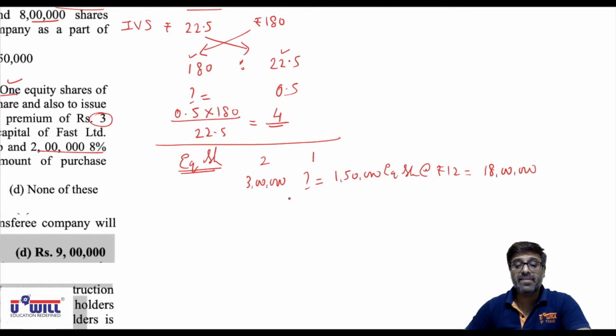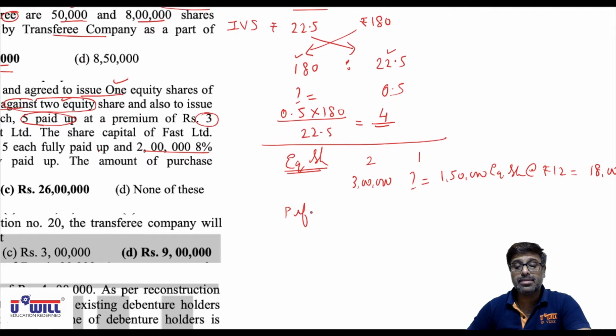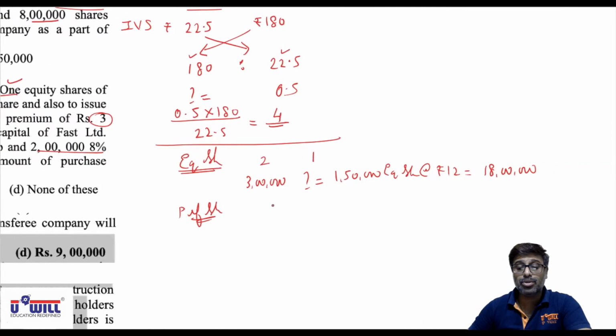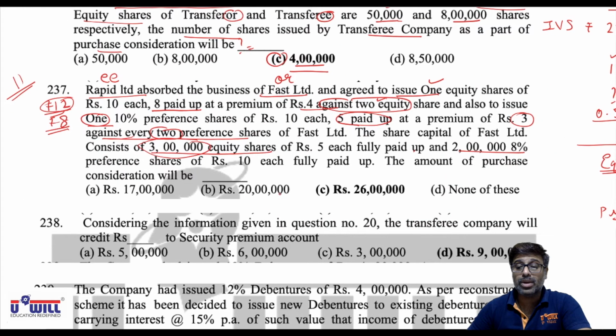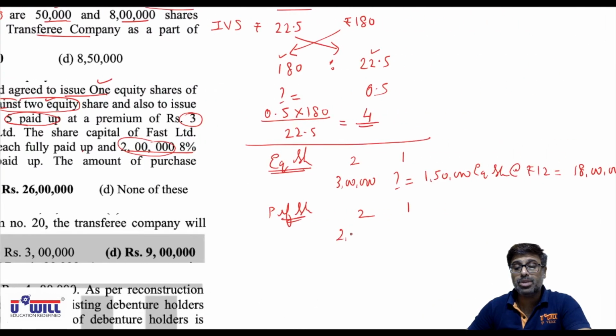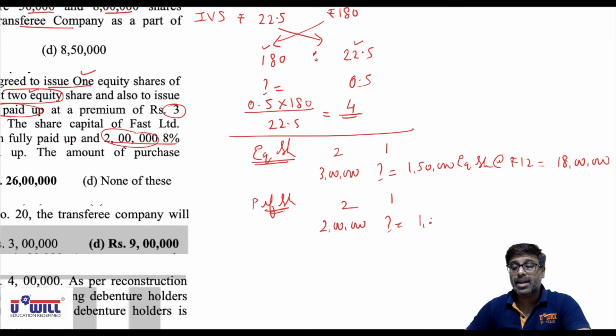Now, in the same way, if we work out for preference shares, against 2 preference shares, 1 preference share is to be issued, same ratio. Okay, against 2 preference shares, 1 is to be issued. So against 2 lakh preference shares, how many are going to be issued? 2 lakhs into 1 by 2, 1 lakh. And 1 lakh preference shares are valued at rupees 8.